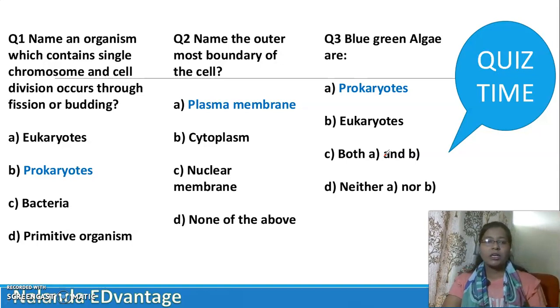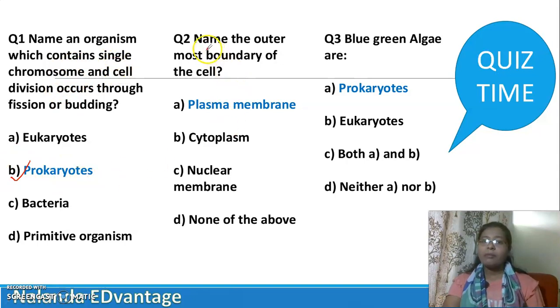Let's quickly take a few similar questions based on the previous slide and this slide. Name an organism which contains a single chromosome and cell division occurs through fission or budding. We talked about single chromosome, so obviously the correct option is prokaryotes, right? Eukaryotes are multicellular, a few bacteria, but because they're talking about all the organisms which contain a single chromosome, it is known as prokaryotes, right?